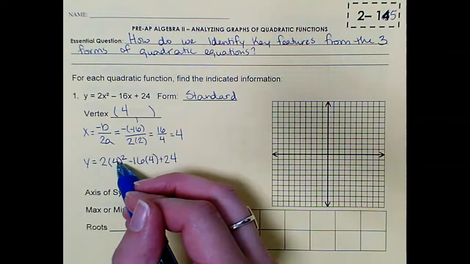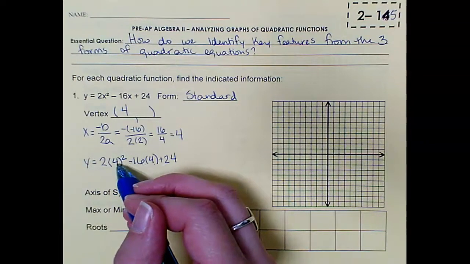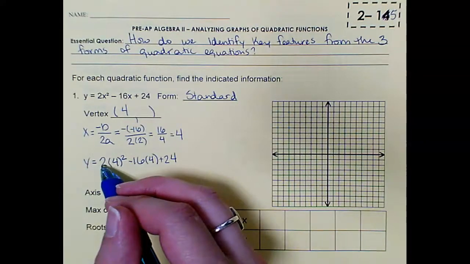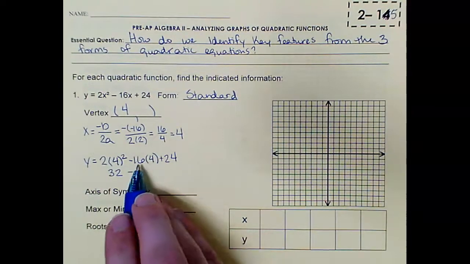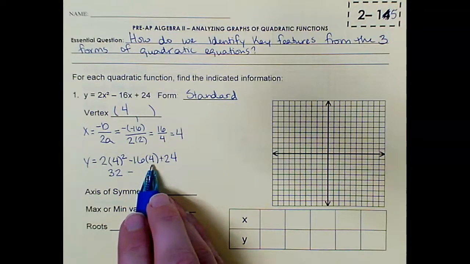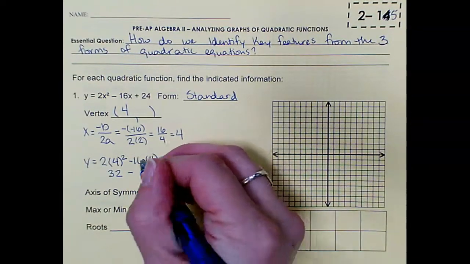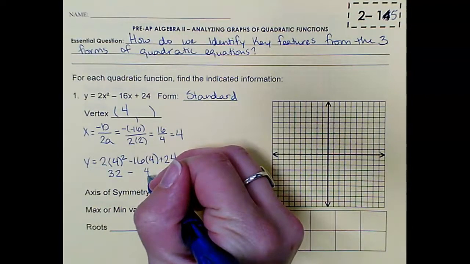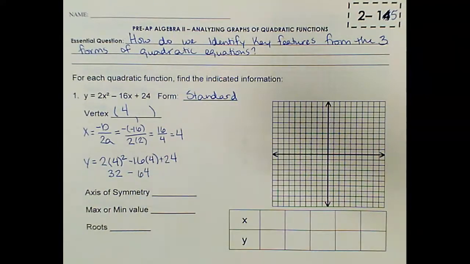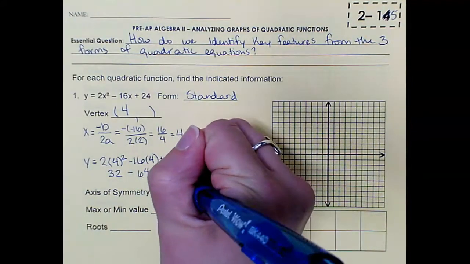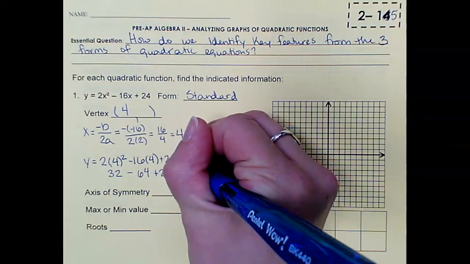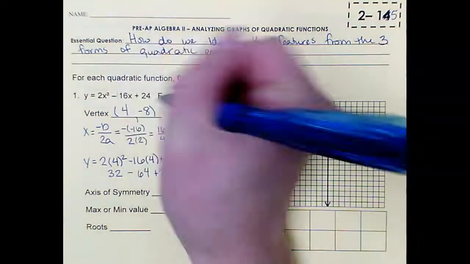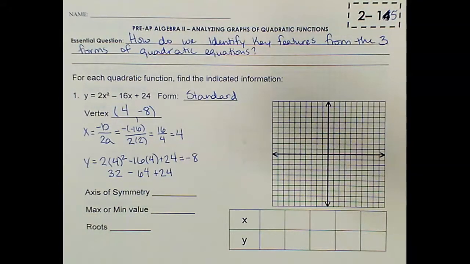PEMDAS tells me to do exponents first, so 4 squared is 16, and 16 times 2 is 32. Then 16 times 4: 4 times 6 is 24, and if you carry your 2, that's a 6, so 64, plus 24. And if you want to use your Desmos calculator, that's totally fine, but whenever I add all of these together, I'm going to get a nice, pretty negative 8. So there's my vertex.